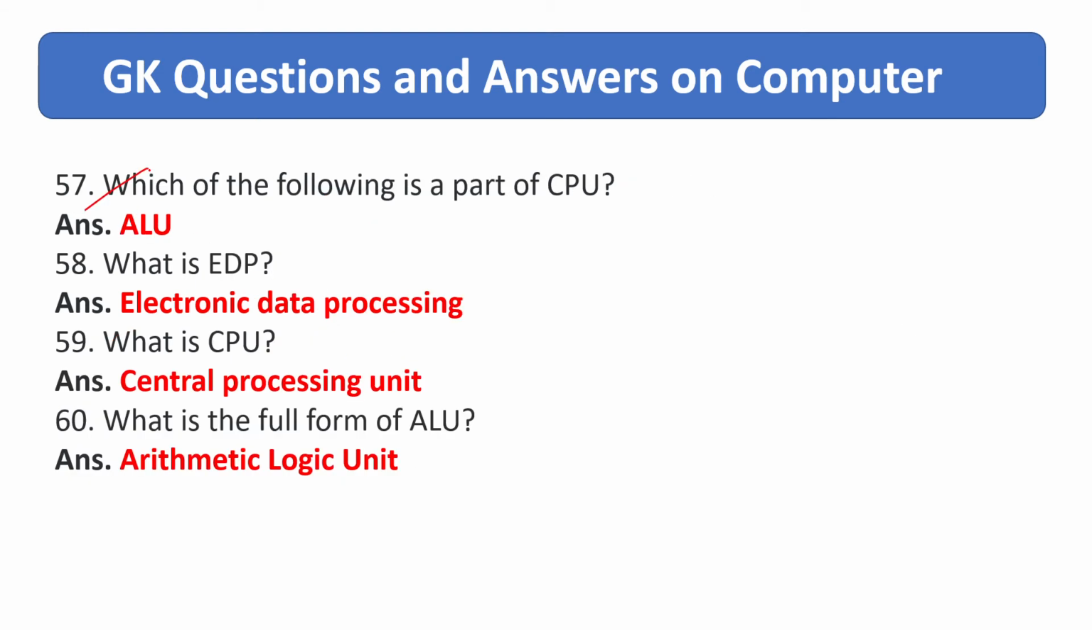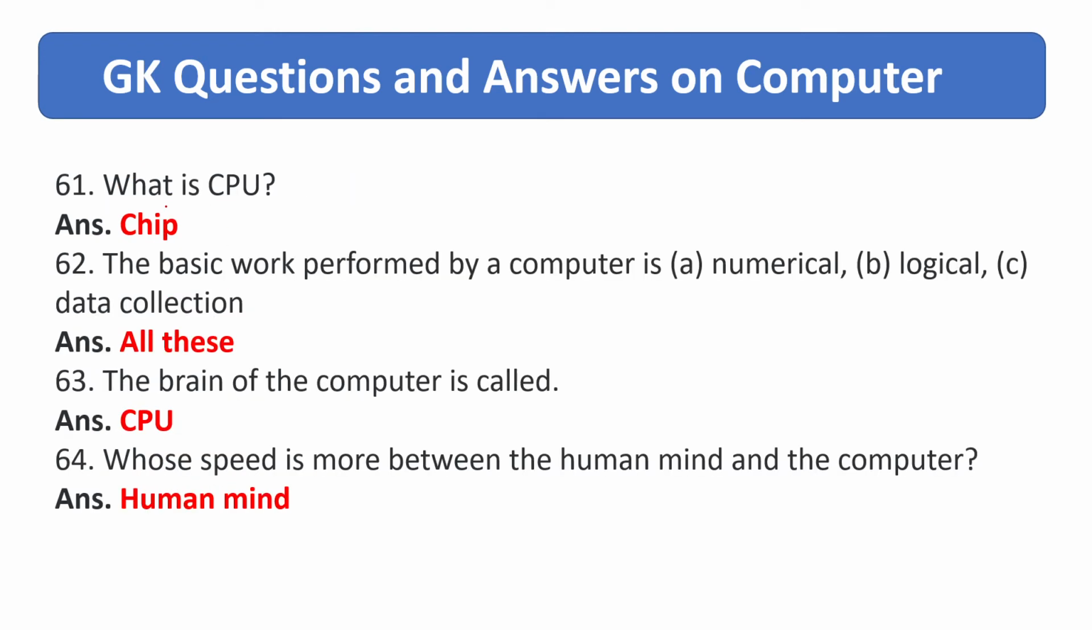Which of the following is a part of CPU? Answer is ALU. What is EDP? Answer is electronic data processing. What is CPU? Answer is central processing unit. What is the full form of ALU? Answer is arithmetic logic unit. What is a CPU? Answer is chip.